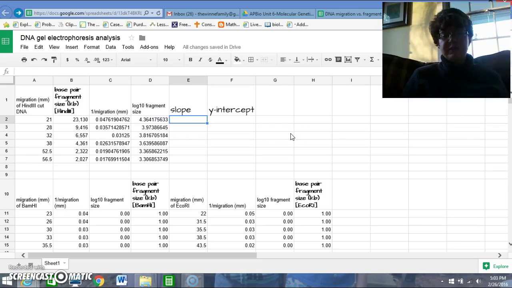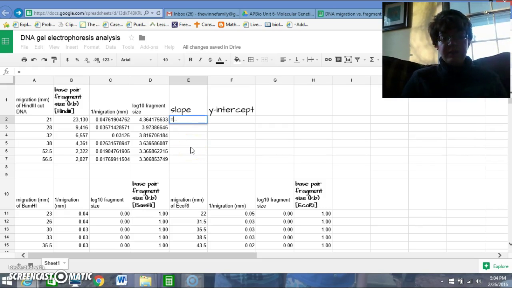All right, now I don't even need to graph this. I know this is going to give me a good line. The trend line is going to be a good fit to the data. So all I need to know is what's the slope and what's the y-intercept, so I can plug it into the formula to find my other fragment sizes. So again, Google Sheets has a formula for this.